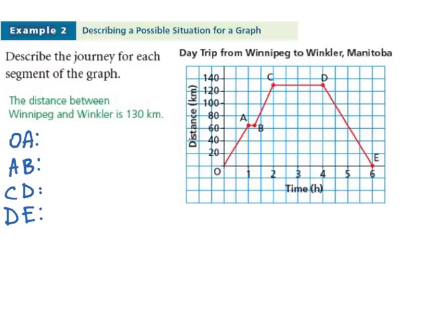So for line segment OA, we're traveling a specific distance, a little bit over 60. So that's about 65 kilometers in 1 hour. So we have some type of speed. From AB, notice there's no distance covered. So we are at a stop.